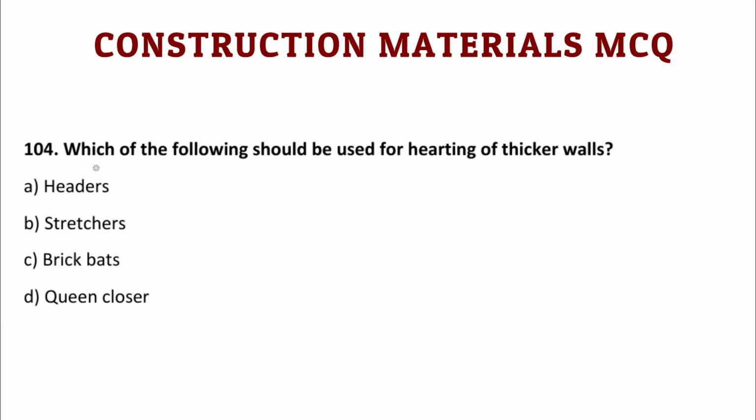So next question, which of the following should be used for hearting of thicker walls? Option A headers, option B stretchers, option C brick bats, option D pin closer. So the correct answer is option A headers.